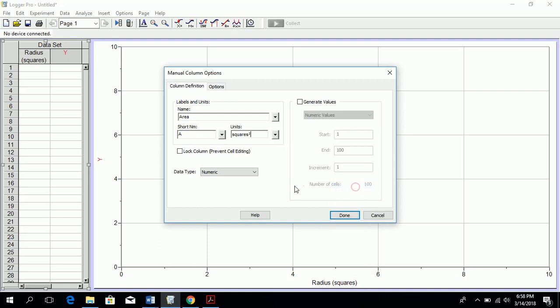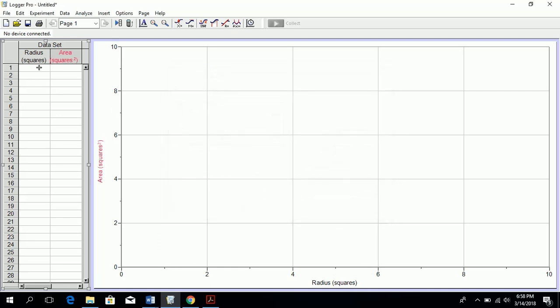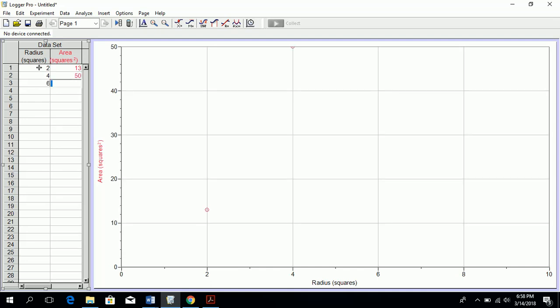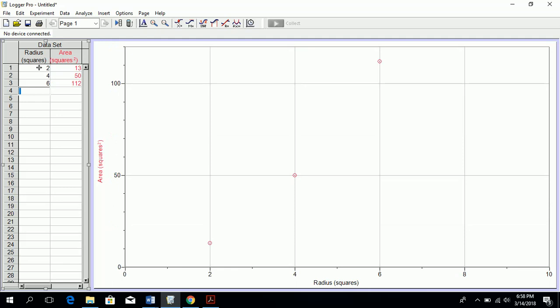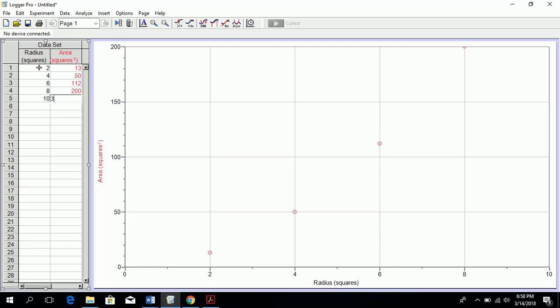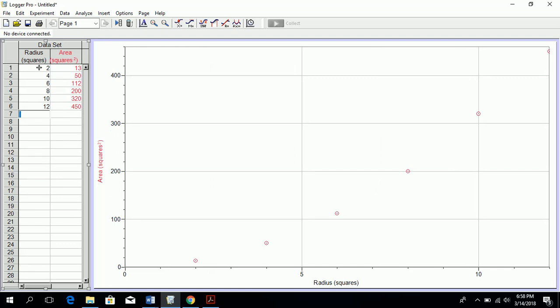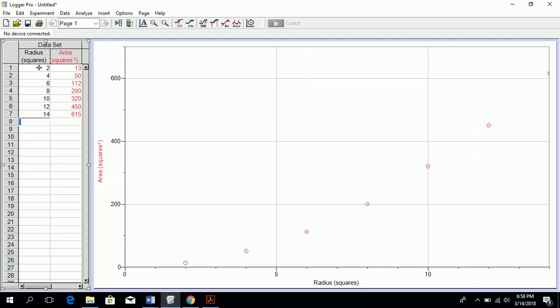Superscript squared. Okay. My radius was 2, and my area 13. 4 was my next biggest one, 50. 6 with 112. 8, 200. 10 with 320. 12, 450. 14, 615. And you can see as I'm doing this, the graph's being plotted automatically.